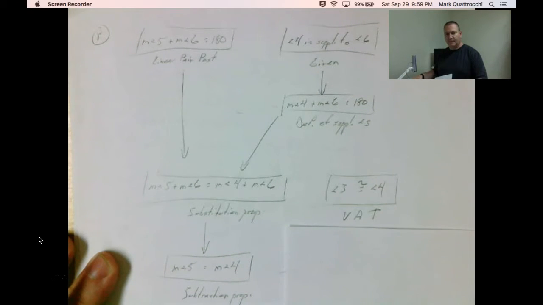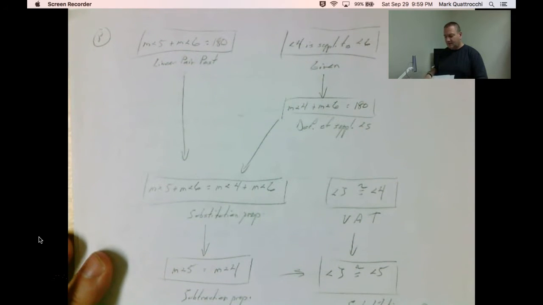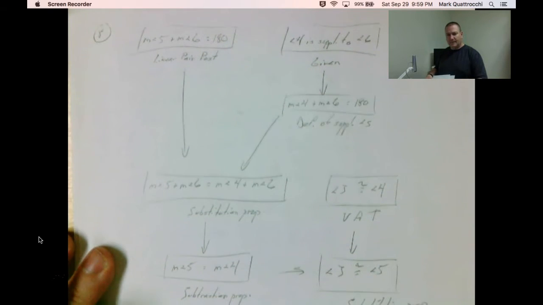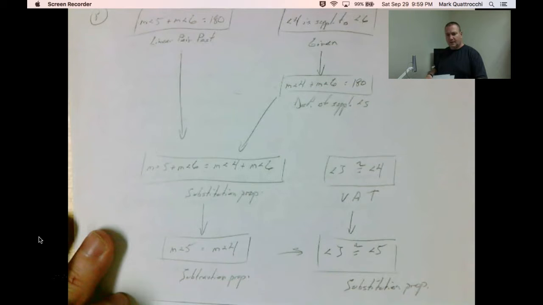Vertical angles theorem. Angle 3 is congruent to angle 4. Measure of angle 4 is equal to measure of angle 5. Angle 3 is congruent to angle 5. Substitution property. That's what I wanted to prove.